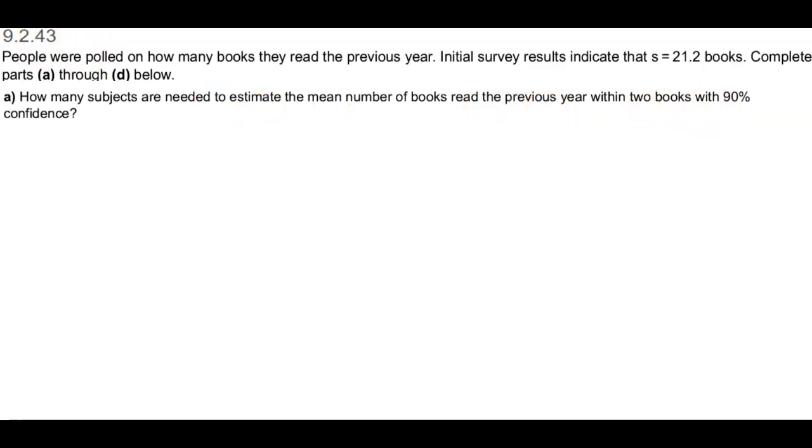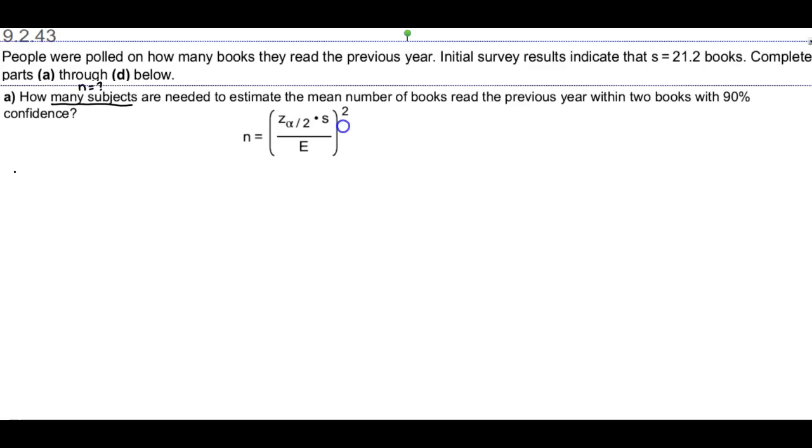90% confidence? So how many subjects means we're looking for the sample size. Recall that the formula for finding the sample size is n, which is equal to the critical value of z times the sample standard deviation over the margin of error, squared.